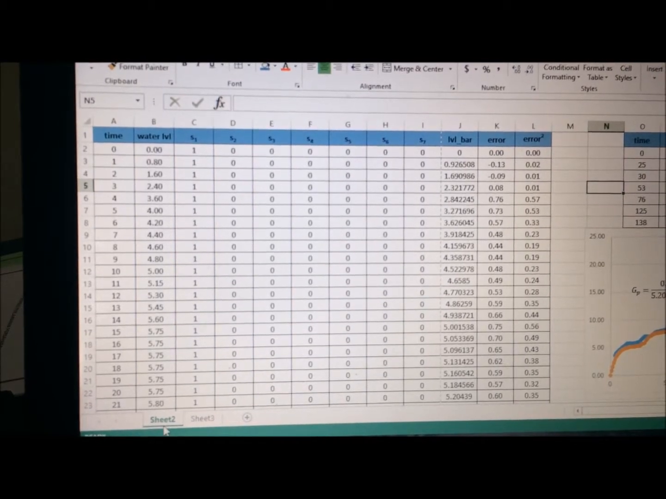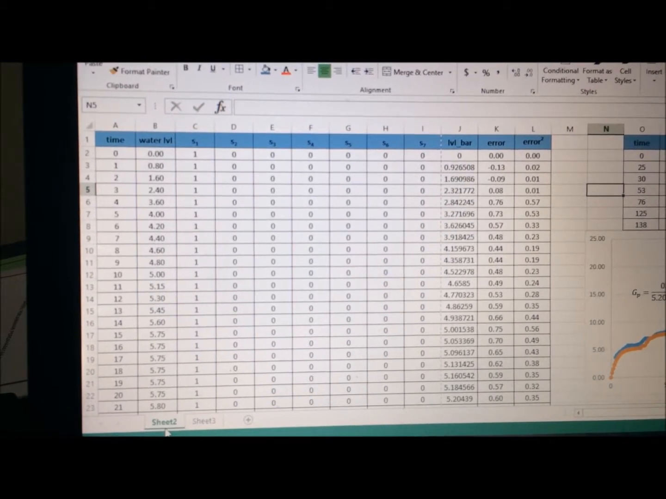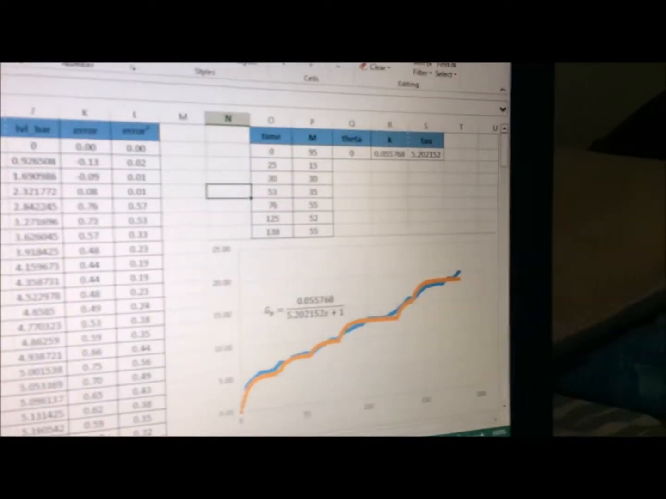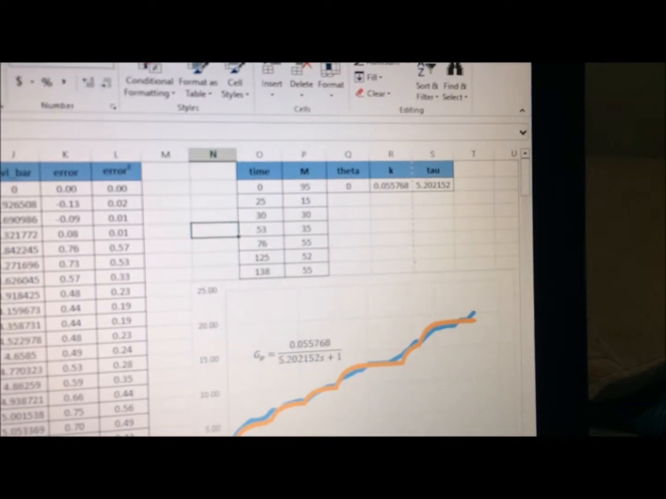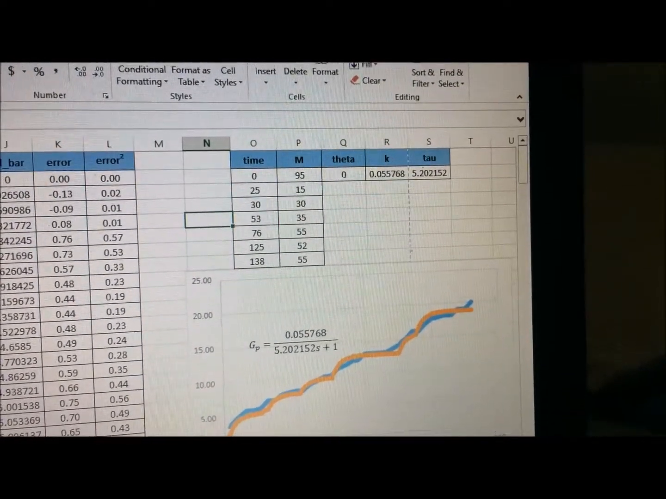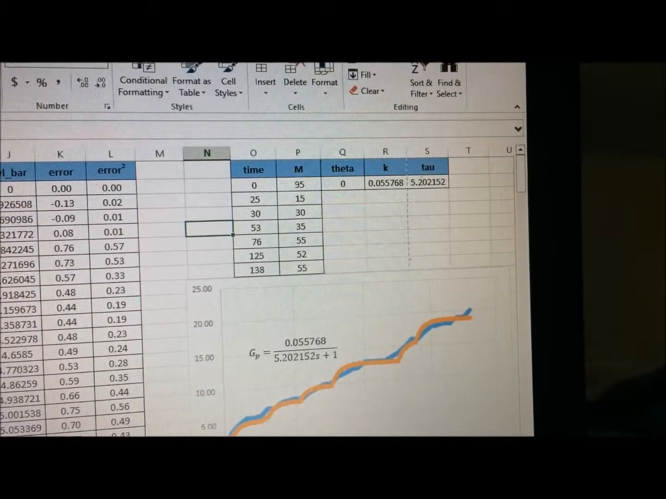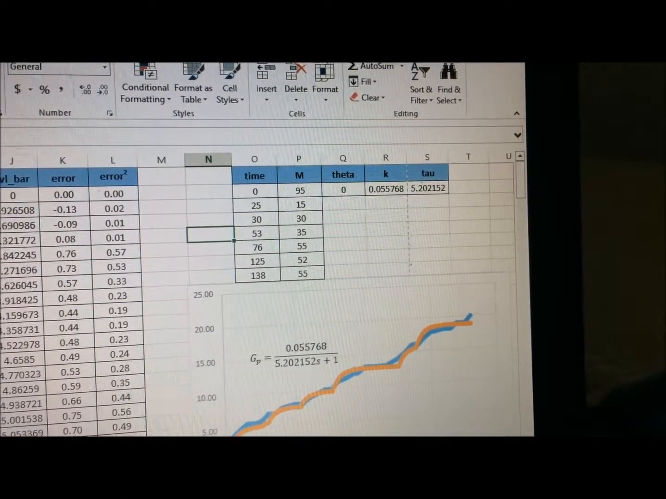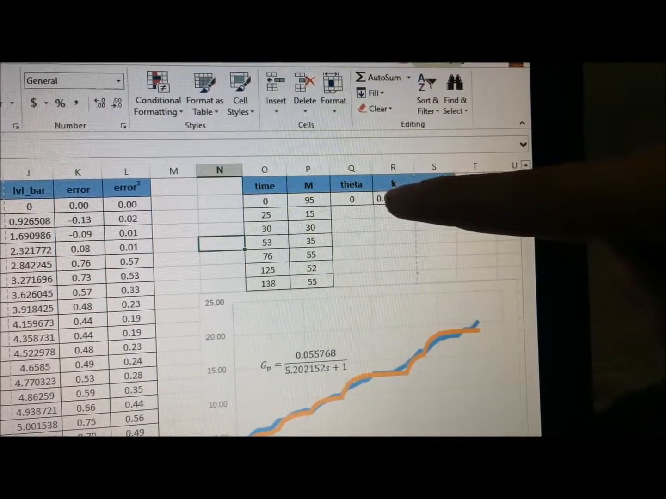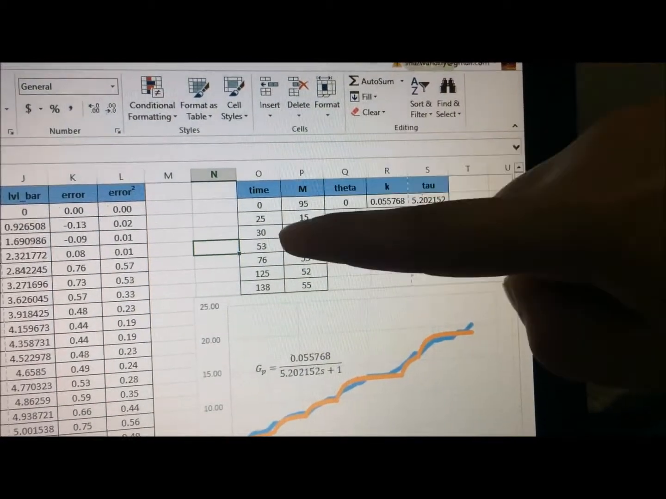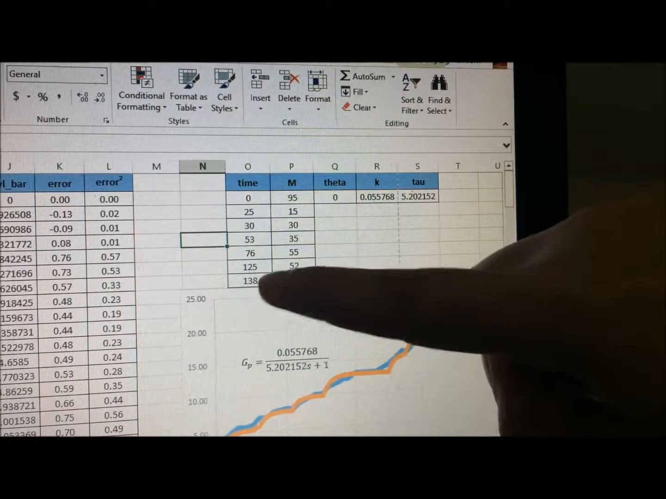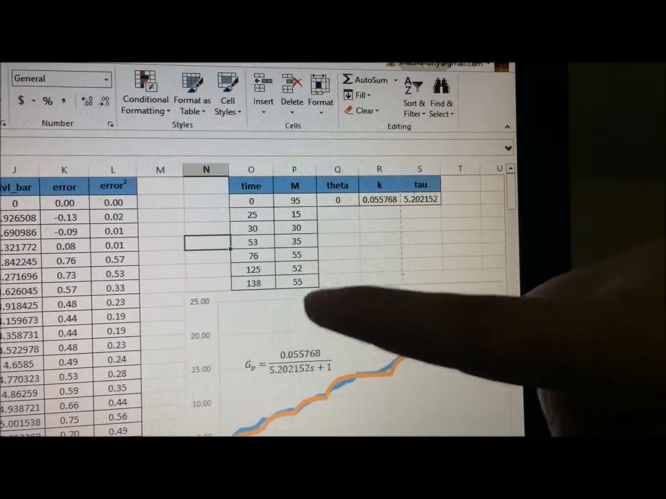We obtain these through the step changes that we use for our experiment. There are 7 step changes that we included in our experiment. The first one is 95, 15, 30, 35, 55, 52, and also 55. And the step changes occur at time 0, 25, 30, 53, 76, 125, and lastly 138.